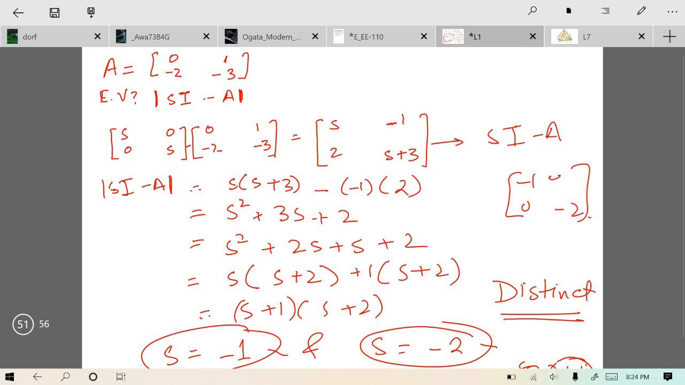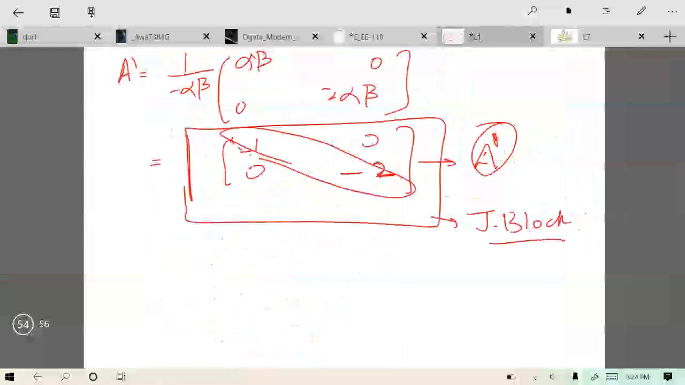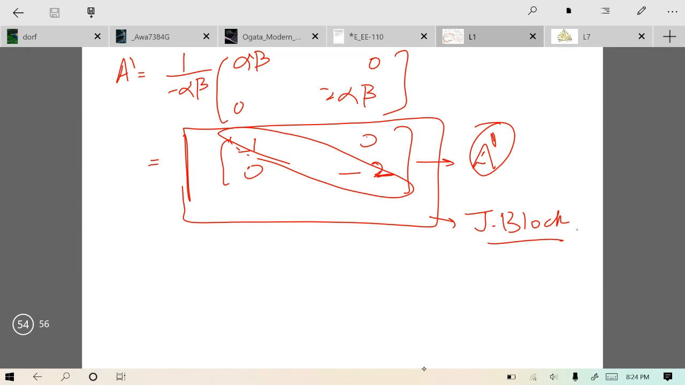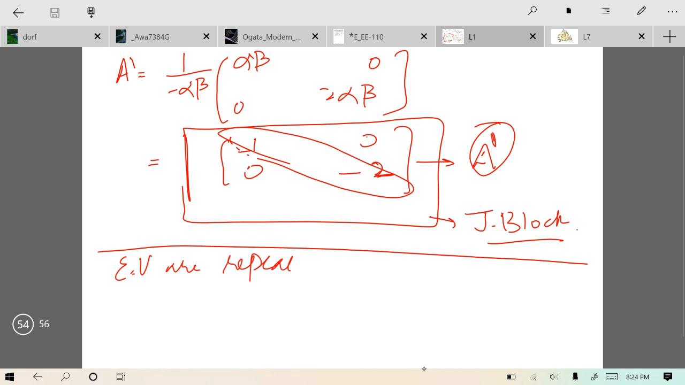Whatever the eigenvalues are, if they are distinct, you can easily write A prime as we have calculated A prime over here. However, if your eigenvalues are repeated, for example, if there was s plus 1 square, then you have minus 1 and minus 1. You have two eigenvalues, both are minus 1. If your eigenvalues are repeated, then there can be more than one Jordan block for a single eigenvalue.